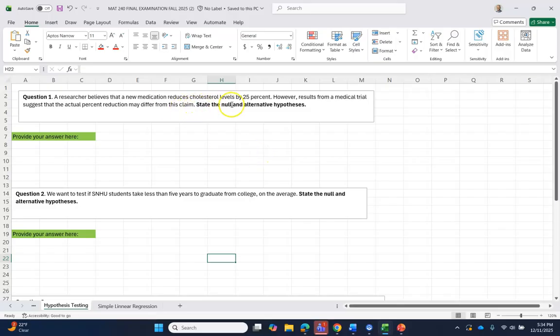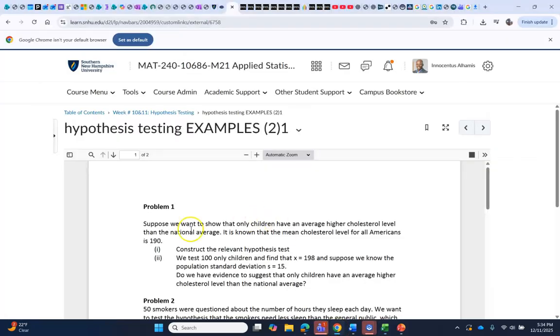In this case, we are supposed to just state the null and alternative hypothesis. This question looks more or less the same as examples that we did in class together. The first one says, suppose we want to show that only children have an average higher cholesterol level than the national average. And it is known that the mean cholesterol level for all Americans is 190. So you can see that this is the existing knowledge.